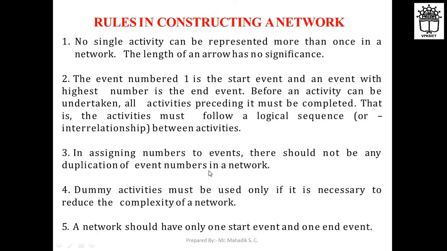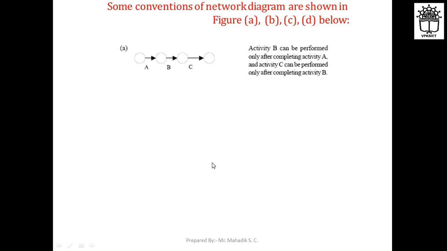So these are some rules to be followed while constructing network diagrams, right? Some conventions of network diagrams are shown below. So what is the meaning of that? First is like this: A, B, C. These are, again, you can say, events and activities, with the 4 events you can see.